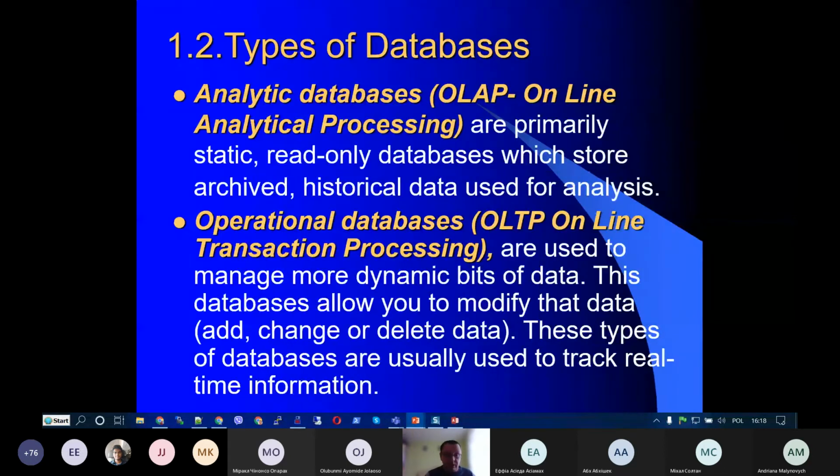About the classification of databases. First of all, classification by types. There are only two very simple types: analytic, or OLAP, online analytical processing database, so a static read-only database which stores archive historical data and is used for various types of analysis. And operational database, or OLTP, online transaction processing, which is used to manage individual bits of data.